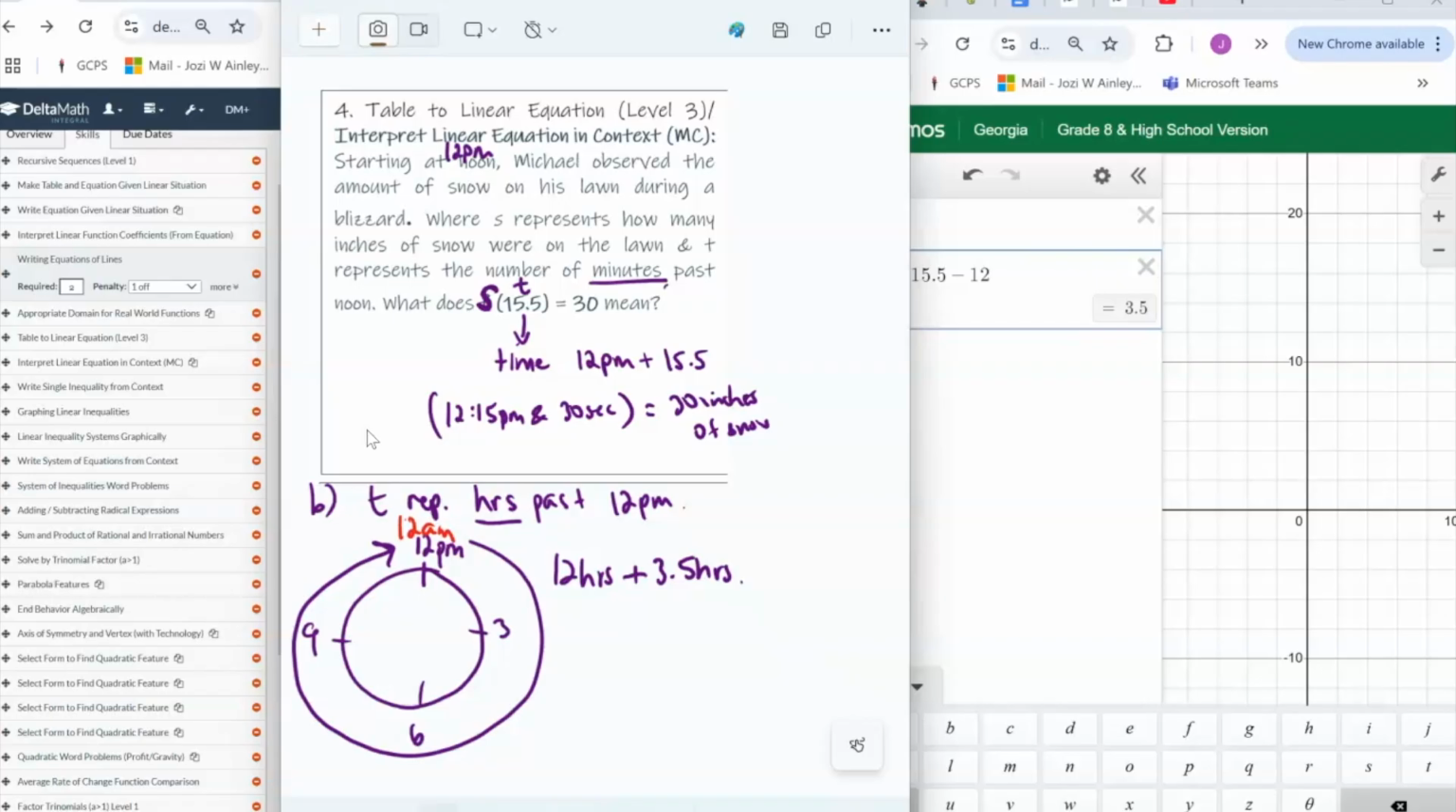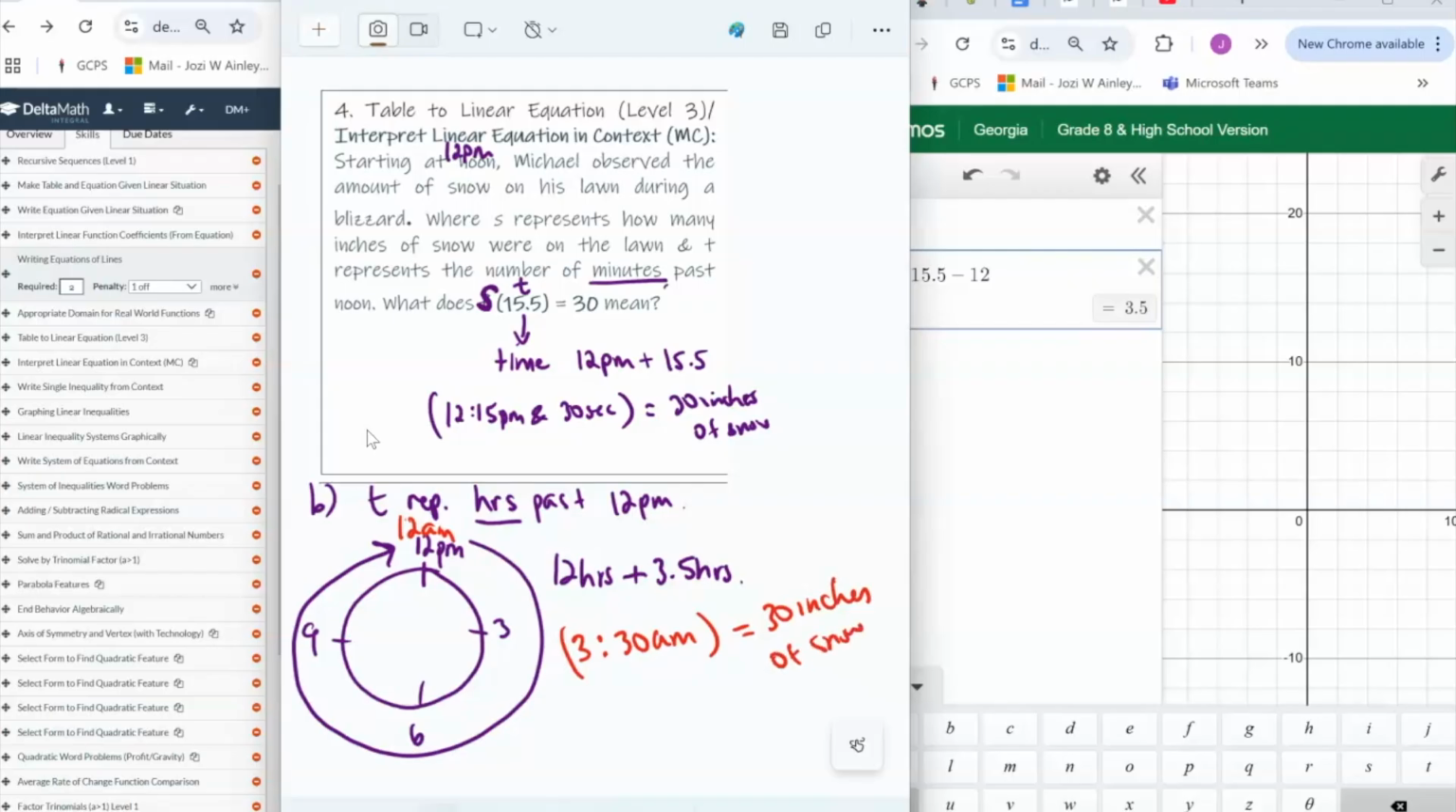Then I'm going to do 3 hours after that, so this is going to be at 3 a.m., and 0.5 is 3:30. So at 3:30 a.m., this is what it's saying: at 3:30 a.m., there's 30 inches of snow.